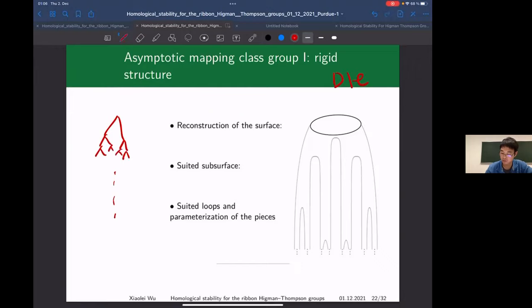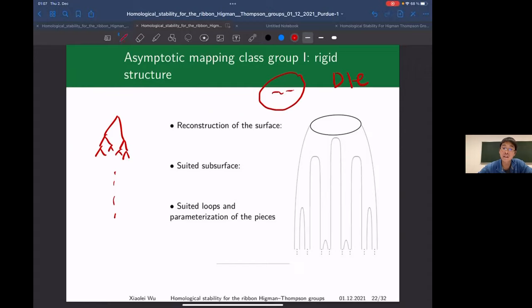Of course, I draw the disk minus Cantor set in a weird way. The usual way is you have a disk and you have a copy of the Cantor set. But you imagine the points in the Cantor set are very heavy, and they pull the surface to infinity. That's the picture I draw. I want the surface to have a structure like an infinite rooted binary tree.